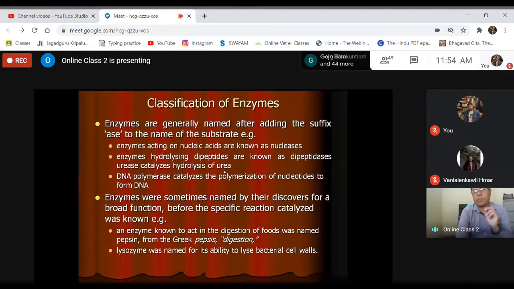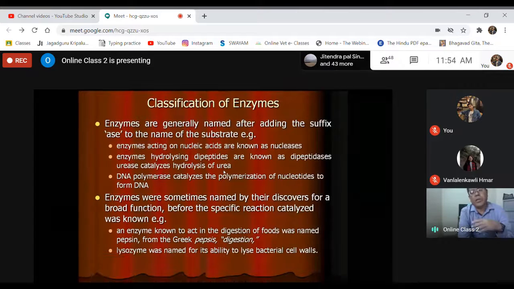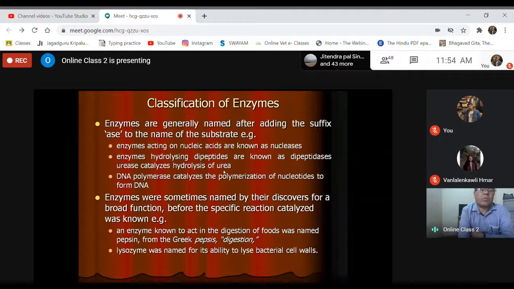That polymerization of the monomer units to form the DNA is called DNA polymerization. Enzymes were sometimes named by discoverers for a broad function. Some enzymes may have a broad activity, so a broad name was given before the specific reaction catalyzed was known.